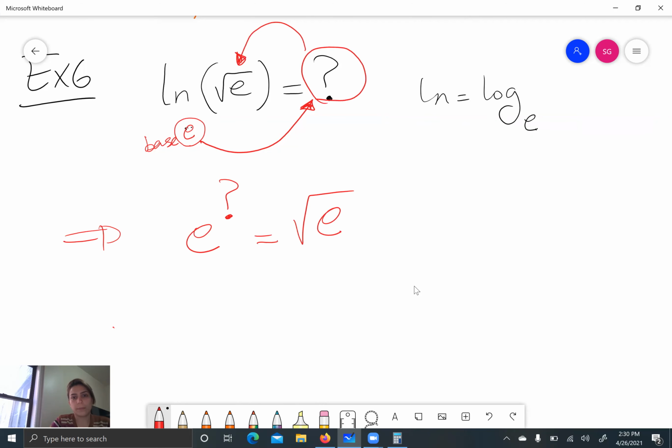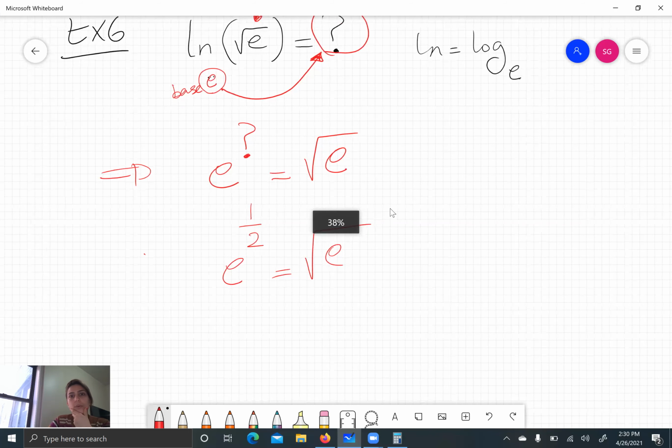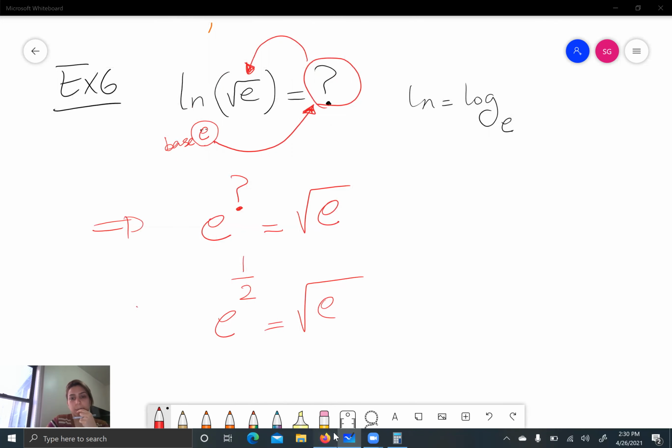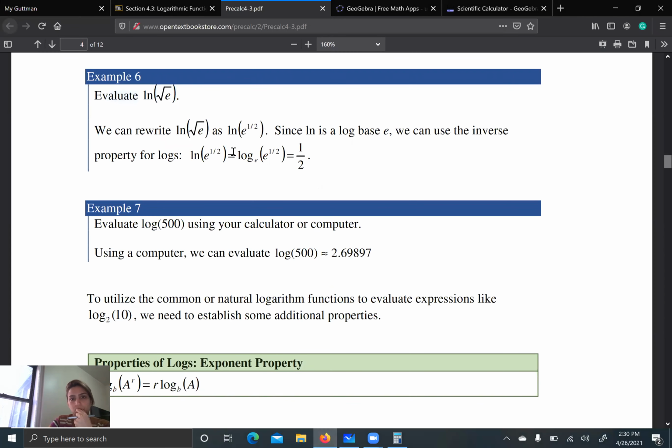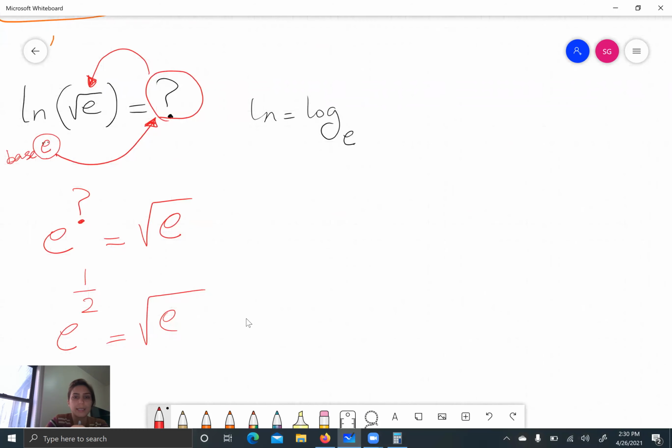So we can guess that because we know that e or any number to the power of half gives us the square root. So the answer is half. Okay, so it's just again going back and forth between logarithmic and exponential function to see that you can also alternatively solve it in this way.